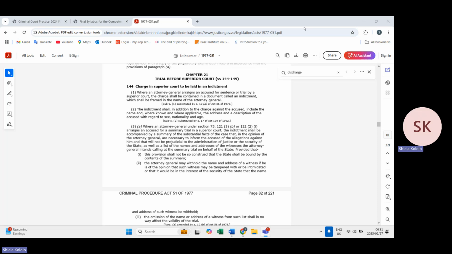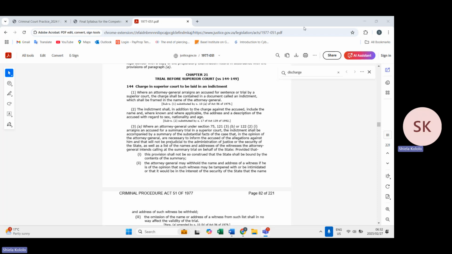So Section 114 deals with understanding an indictment. From this section, your takeaway is basically to explain what an indictment is, why it is used, and what information it must contain. So let's say when an accused is brought to a superior court for trial, the charges against them must be formally laid in a document which we call an indictment. An indictment basically serves as the official charge sheet and is framed by the DPP.